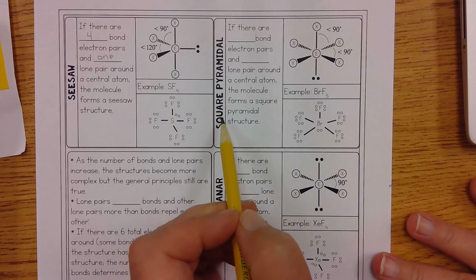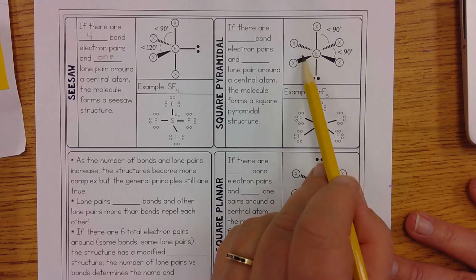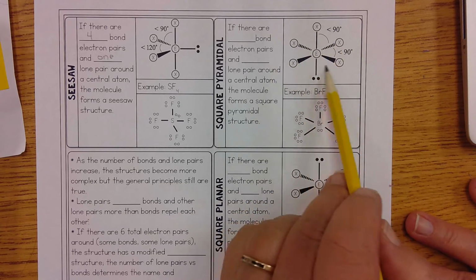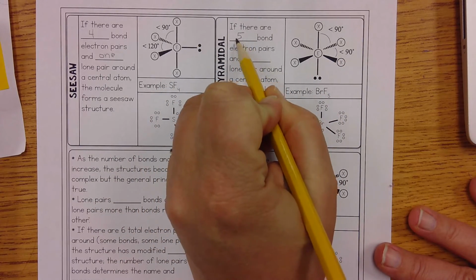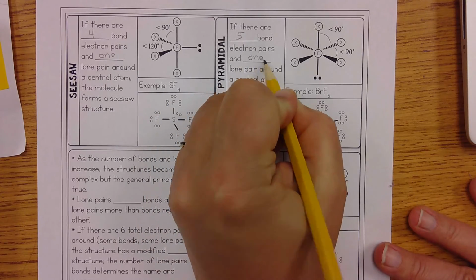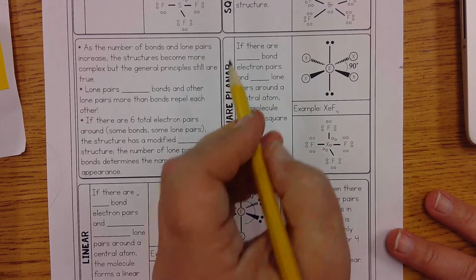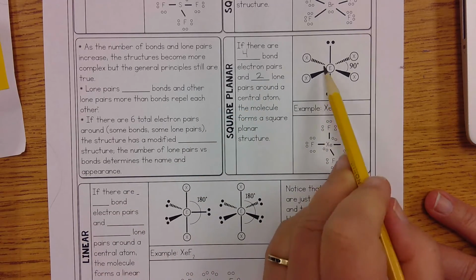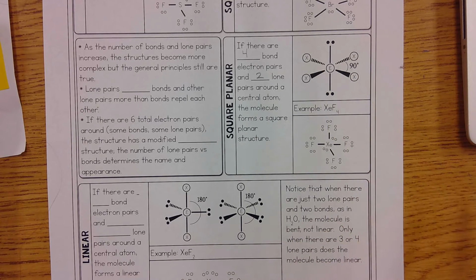The next is a square pyramid. So you have the 4 base pyramid with the apex going up like that. Right, square pyramid. So this time we have 5 bonded pairs and 1 lone pair. Makes that square pyramid. If there are 4 bonded pairs and 2 lone pairs, we get the square planar. It's all in one plane, remember, just flat like a piece of paper. And it makes a square because there's 4 of them.